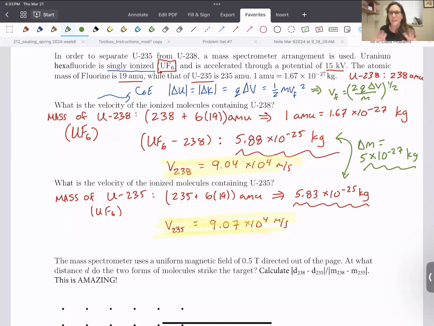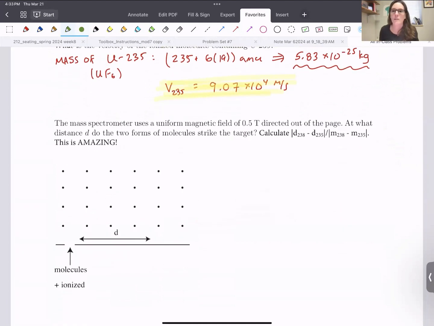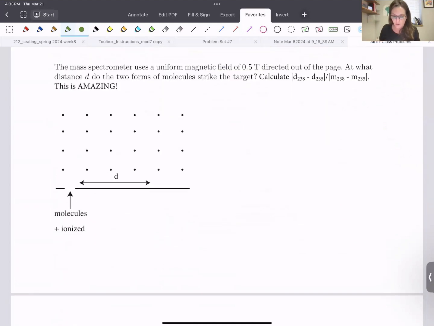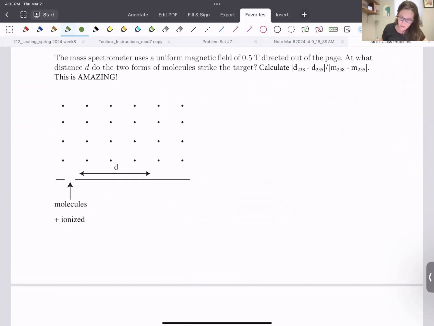Okay, so there was really nothing new there, but that's usually where people get stuck on that problem because it's just the nuances of finding the mass and making sure that you're carrying enough of your sig figs over for those velocities. So now let's move on to the actual new stuff, which is the mass spectrometer uses a magnetic field of 0.5 Tesla directed out of the page, right?